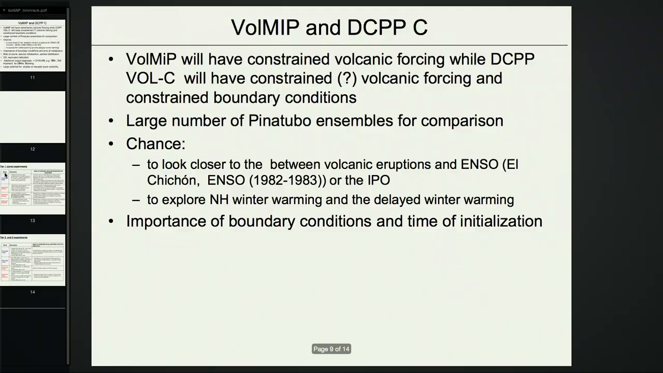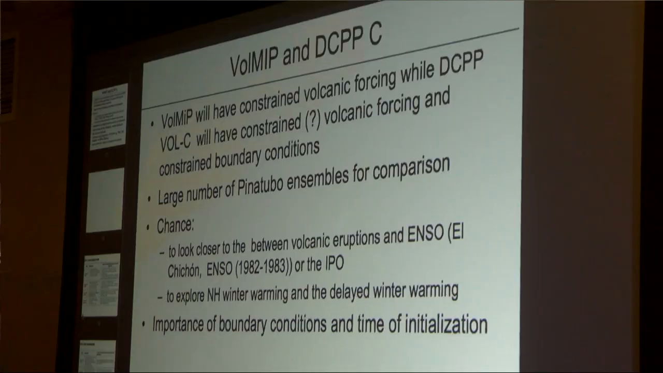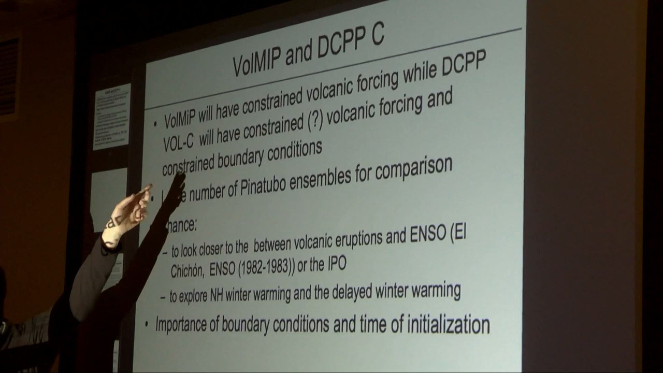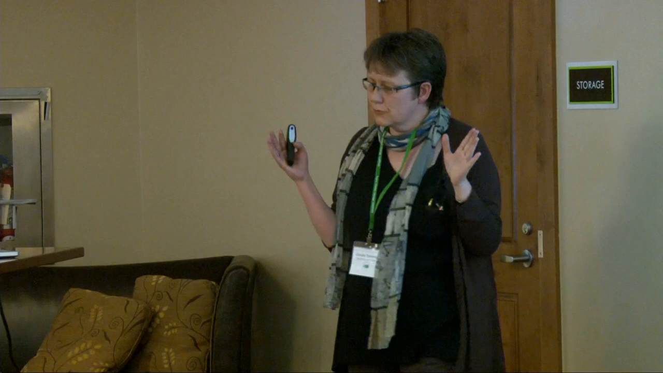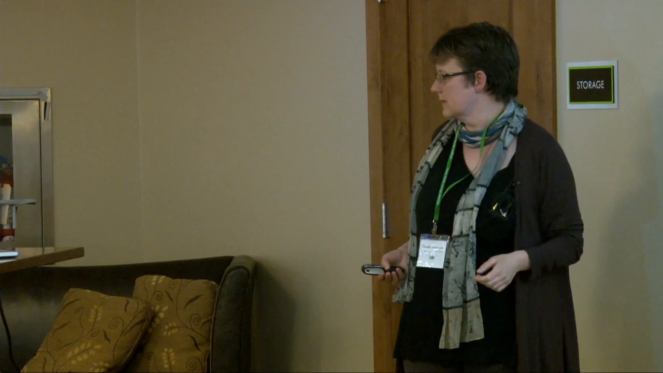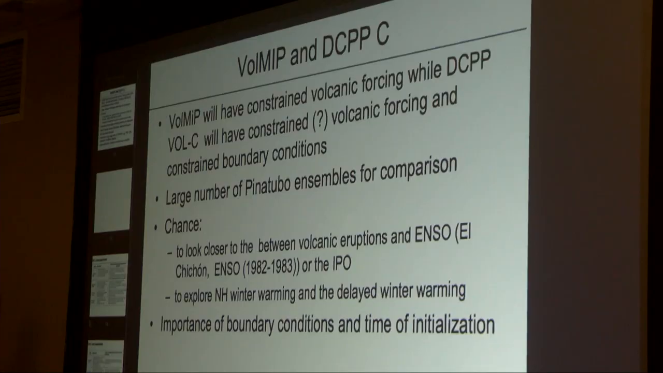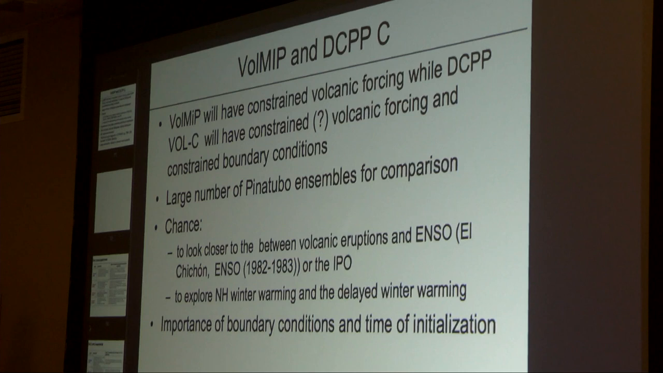Okay, so I made some thoughts. I started, and we might develop them during the next day. VolMIP will have constrained volcanic forcing, and DCPP, I think compound C, will be even more constrained. They will hopefully also have constrained volcanic forcing, and I really would like to push you to do it. And then in addition you have constrained boundary conditions due to the initialization, so you reduce the uncertainties even more than with free-running global models. This could give you a great chance to look into specific processes and to understand them. So I think it's really a great complementary thing.